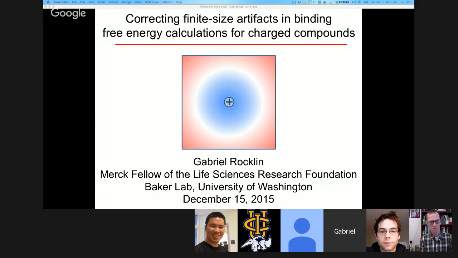And see what happens. But anyway, just so that we're all on the same page, we're all here to learn about the effect of finite size artifacts on binding free energy calculations of charged compounds, calculated from simulations using periodic boundary conditions with Ewald sum, like particle mesh Ewald or other Ewald sum for long range electrostatics. Yes, that's what you all wanted to hear about, right?